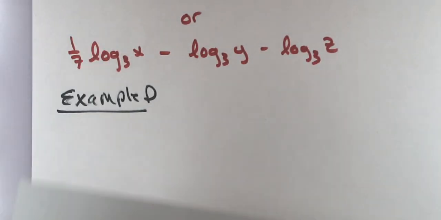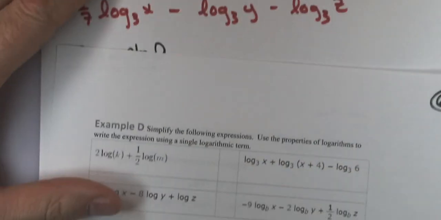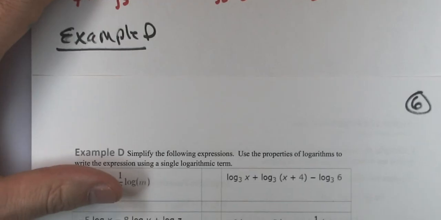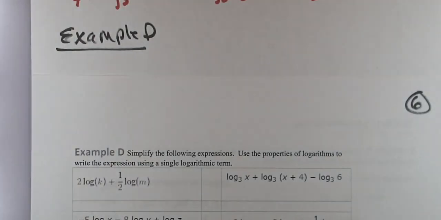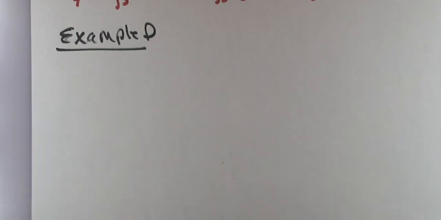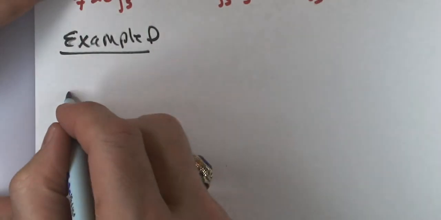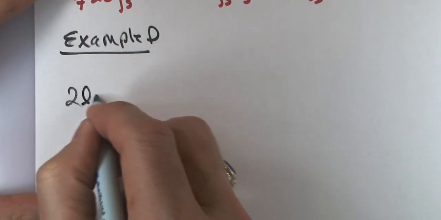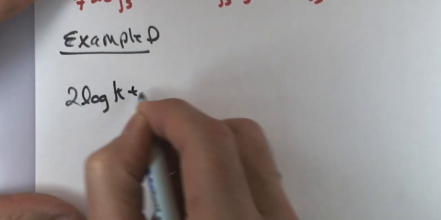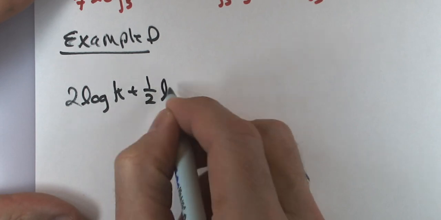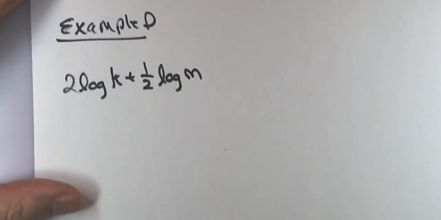But let's work on a few problems, starting with kind of the first one in example D, which is 2 log of k plus 1/2 log of m. Now I've got my own little stick for working on these things. Let's see if you guys can catch on to it. 2 times log of k plus 1/2 times log of m.